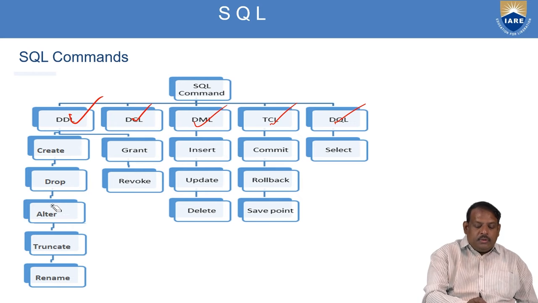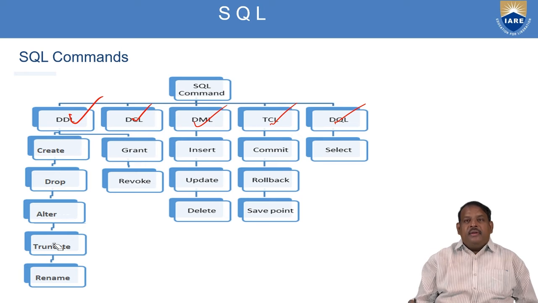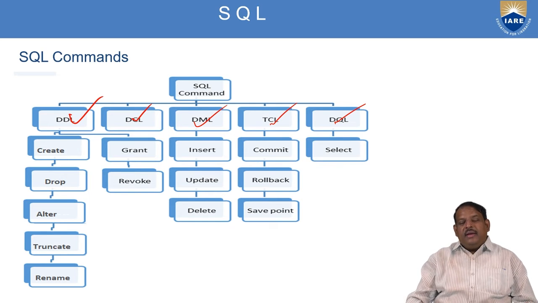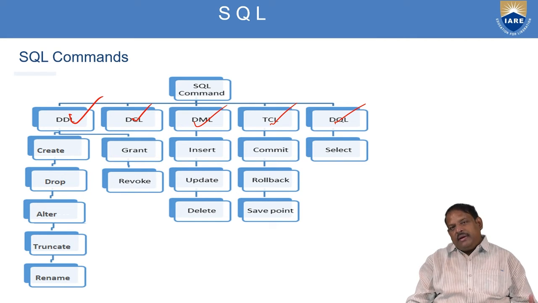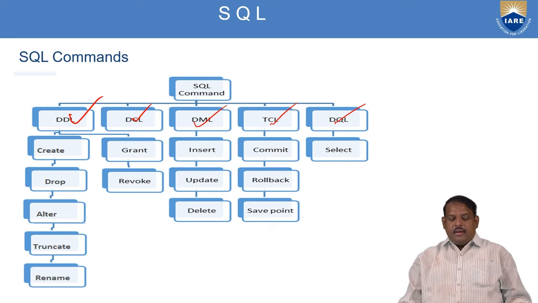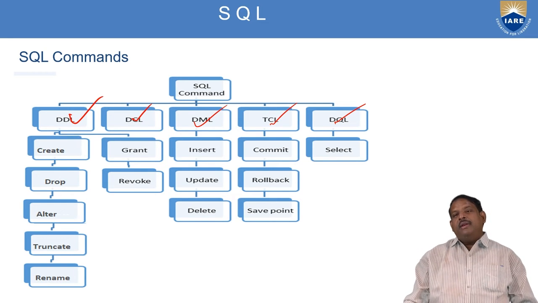And similarly we have truncate. Truncate is the other command. Truncate is to remove all the data from the table. So you have some data in a table, and by using this truncate command, you can remove all the data from the table. That is truncate. And we also have something called rename.